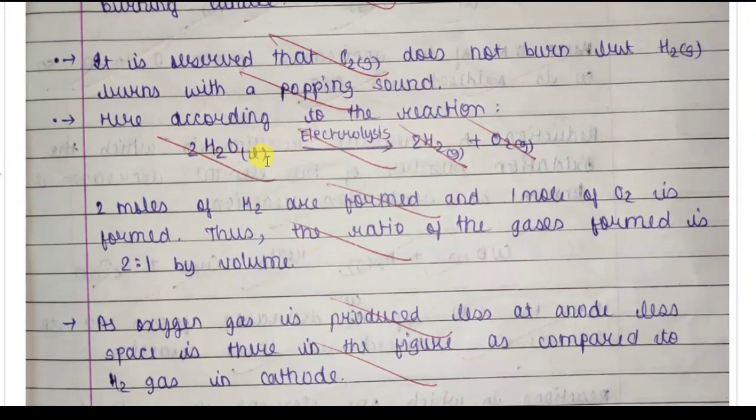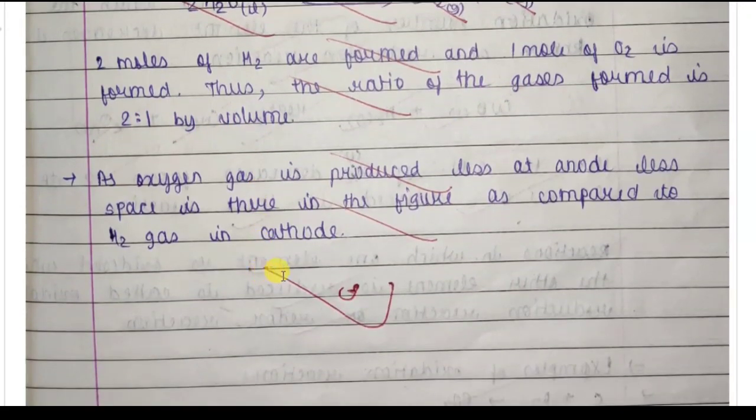According to the reaction 2H2O electrolysis gives 2H2 + O2. 2 moles of H2 are formed and 1 mole of O2 is formed. Thus the ratio of the gases formed is 2:1 by volume. As less oxygen gas is produced at the anode, there is less space in the figure as compared to H2 gas at the cathode.